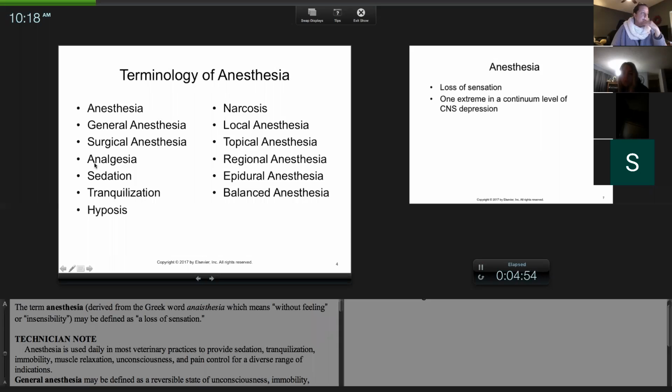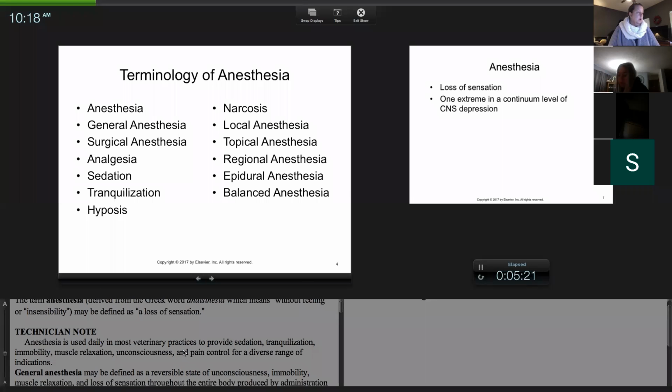Okay, these are the terms that people use interchangeably when we talk about anesthesia. When we say anesthesia, it means literally without feeling. Aesthesia or aesthetic is feeling. Anesthesia is without feeling. So when we've achieved anesthesia, the goal is we don't want the animal to recognize or feel what we're doing. Obviously, if they're getting a spay, you don't want them moving, you don't want them reacting. So there's levels we'll talk about.